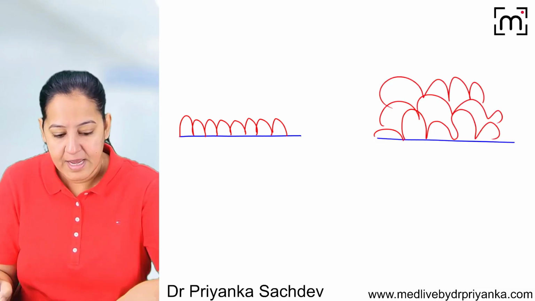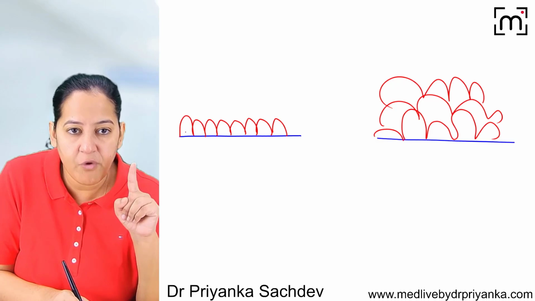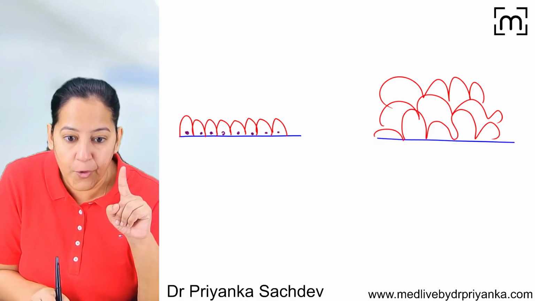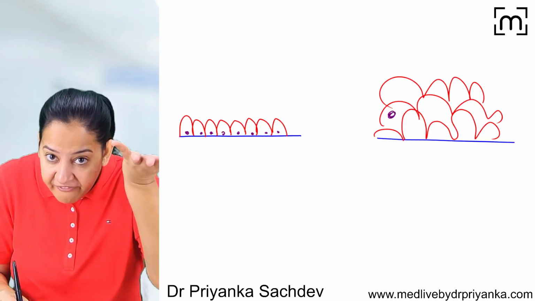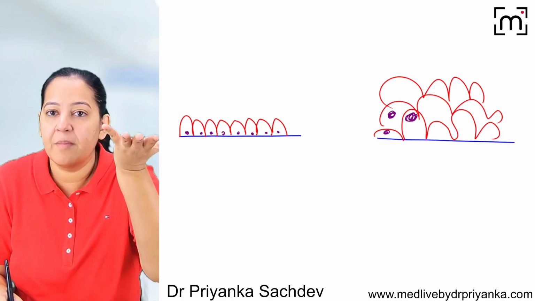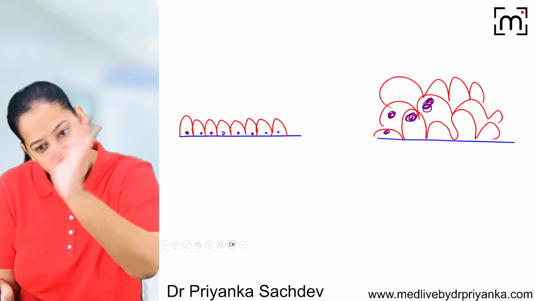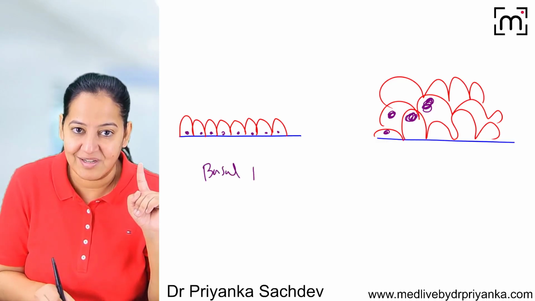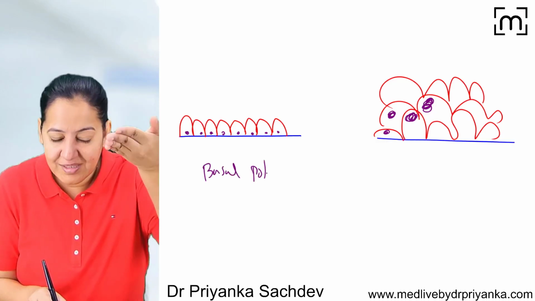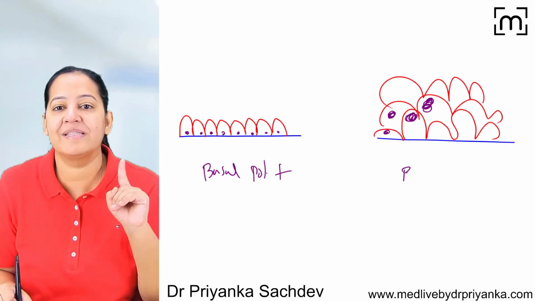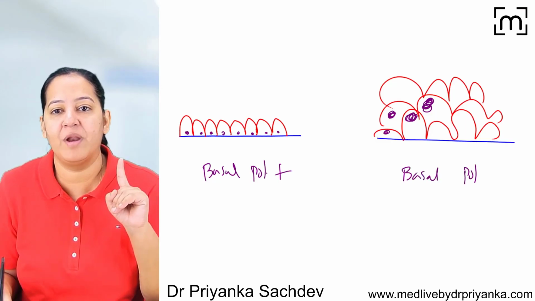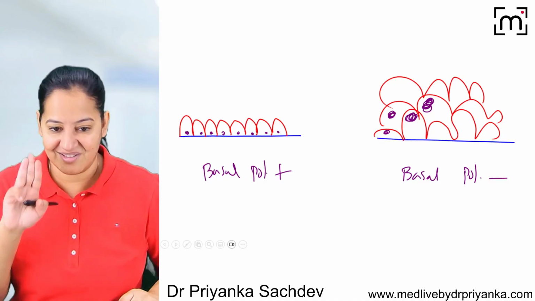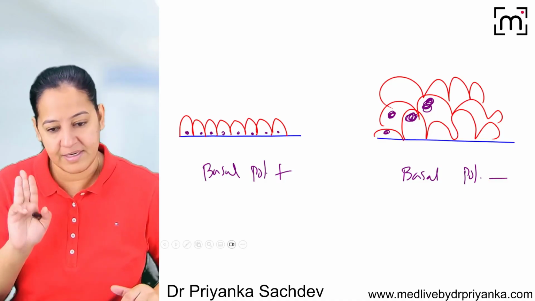This is a dysplastic cell. Now, where is the nucleus here? The nucleus of all these is towards the basement membrane. This is normal. But the nucleus becomes away from the basement membrane in dysplasia. So here the basal polarity is present. Basal polarity means the nucleus is towards the basement membrane. Here the basal polarity is lost. The nucleus is away from the basement membrane. That is the third change. I hope you are getting it.